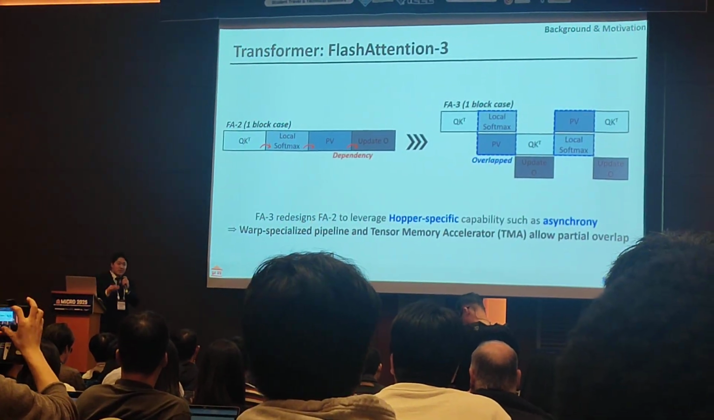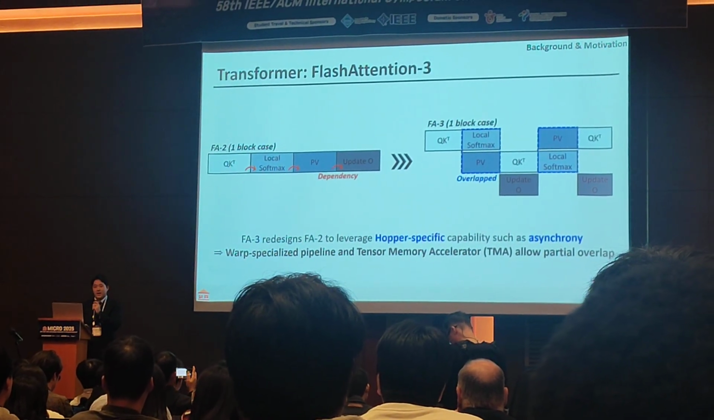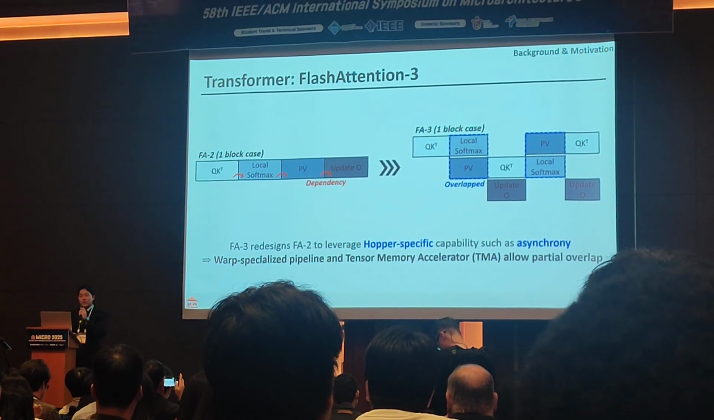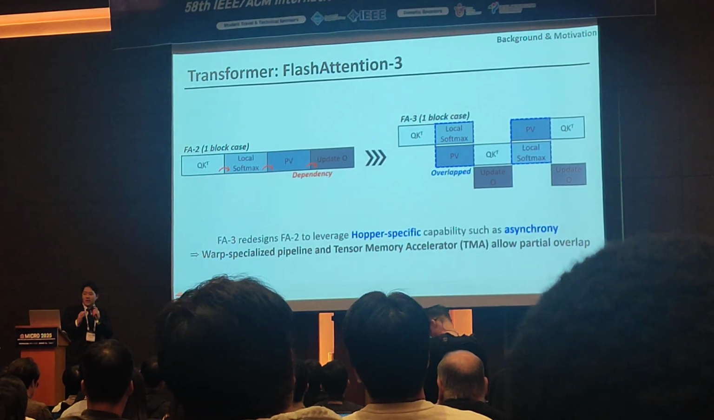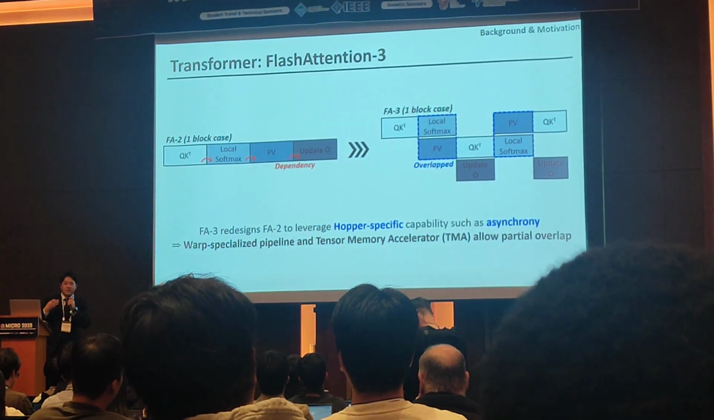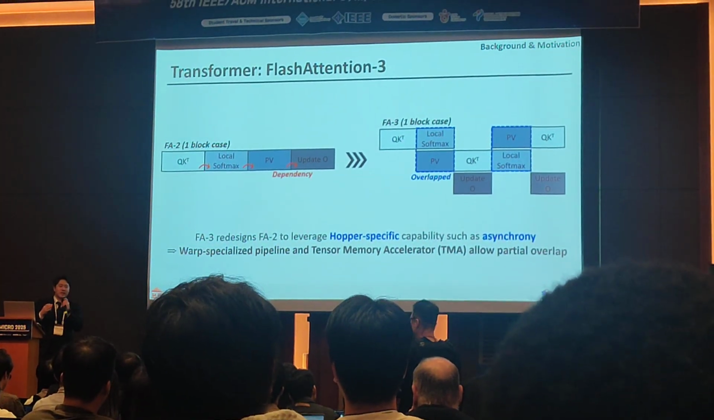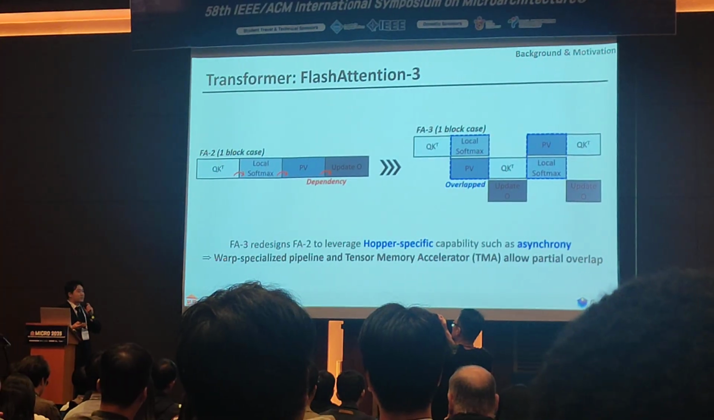So Flash Attention 3 redesigns Flash Attention 2 using Hopper-specific features. It introduces asynchronous two-stage pipelines and the tensor memory accelerator, or TMA, for partial overlap. Since non-matmul operations such as softmax have much lower throughput than matmul operations on modern GPUs, this partial overlap can improve the performance.